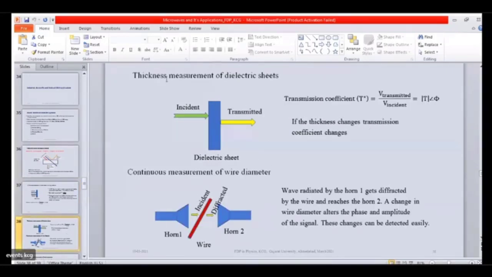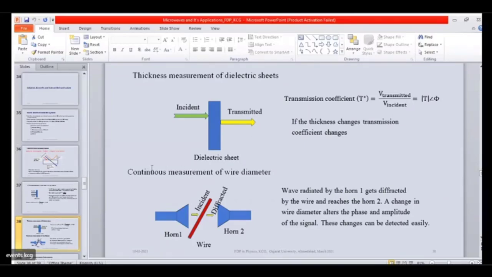Then one can measure the thickness of a dielectric sheet. Dielectric materials are transparent to the microwaves. So if we want to monitor the thickness of the dielectric slab, then it can be made incident by the microwave signal, and it transmits the microwaves. Here again, the phase of the transmitted signal is measured, and if it remains constant, that means the thickness of the dielectric sheet is constant, and if it varies, that means there is a change in the thickness of the dielectric sheet.